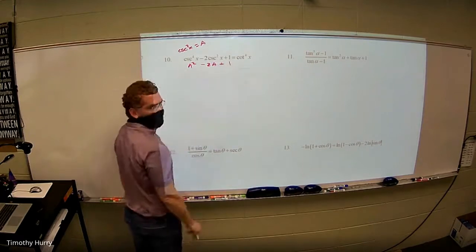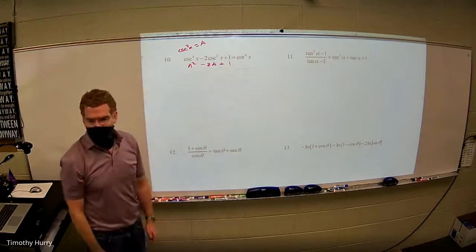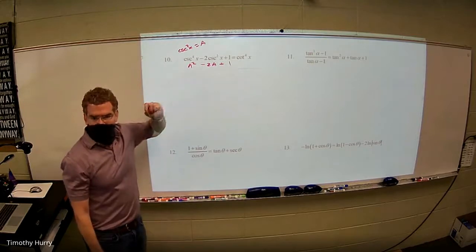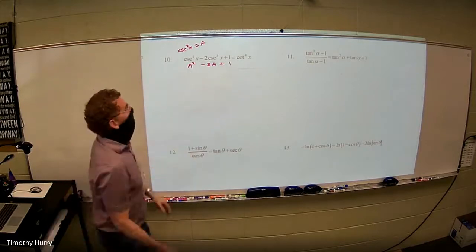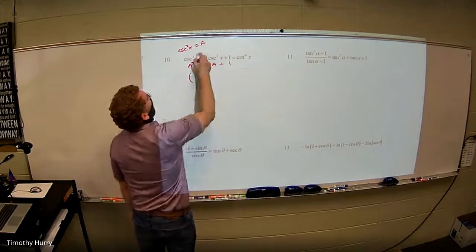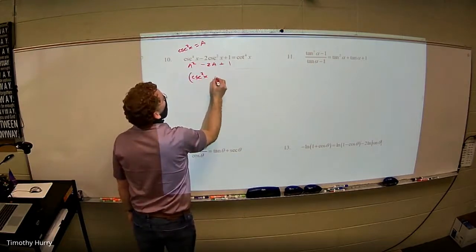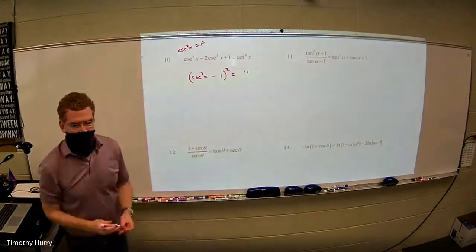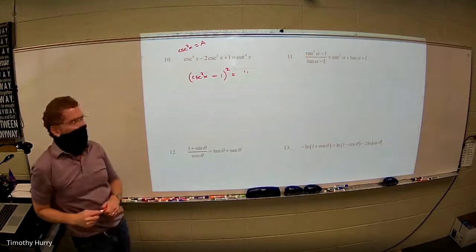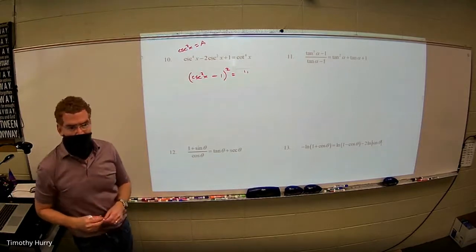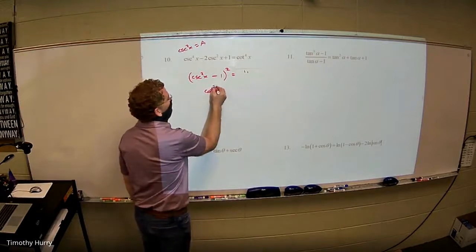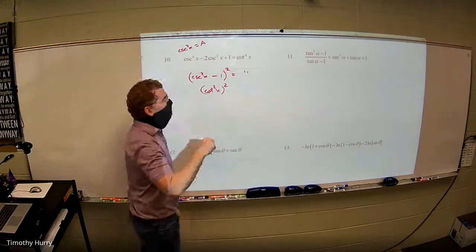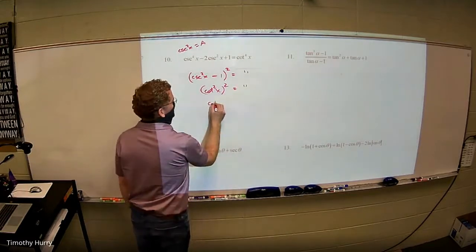What happens here? I got a perfect square trinomial. How would that have factored? A minus 1 squared. So couldn't you factor this right here as a minus 1 squared? Now, what's cosecant squared minus 1? Cotangent squared? Squared. And what's cotangent squared squared? Cotangent to the 4th.